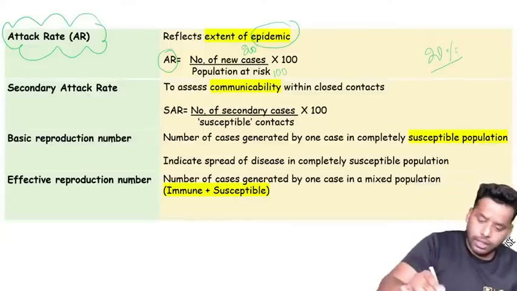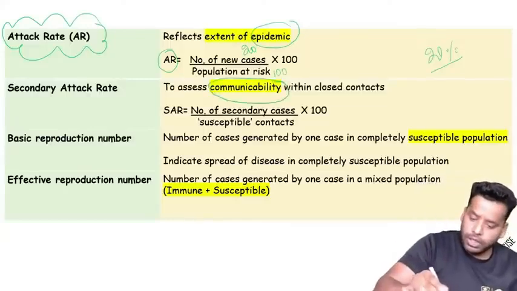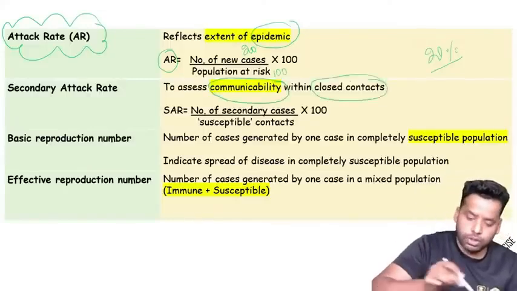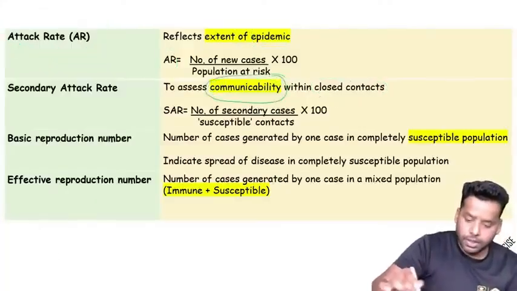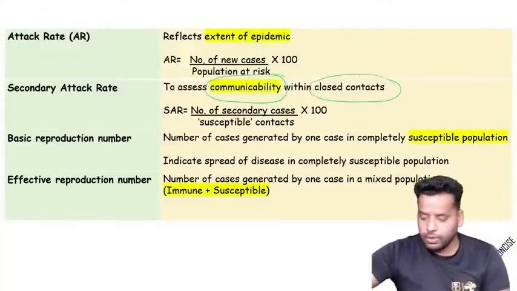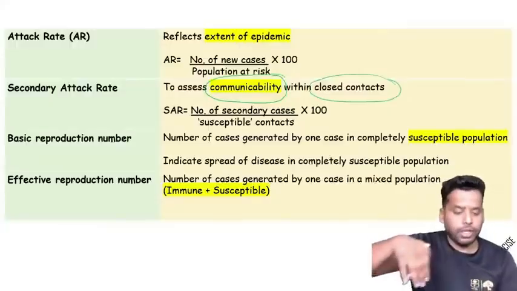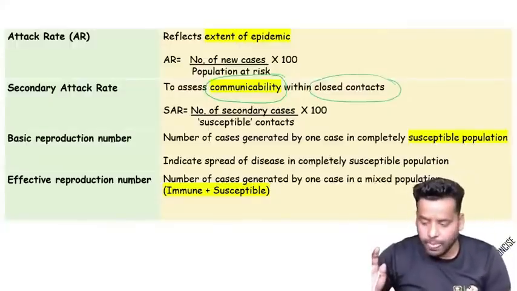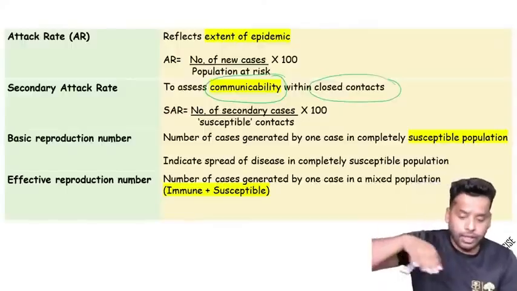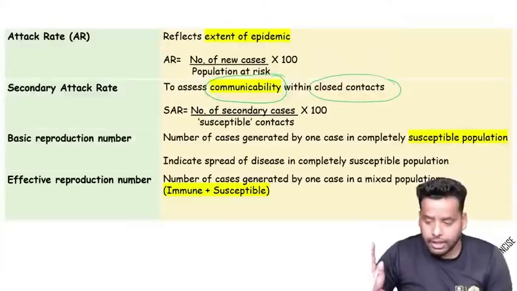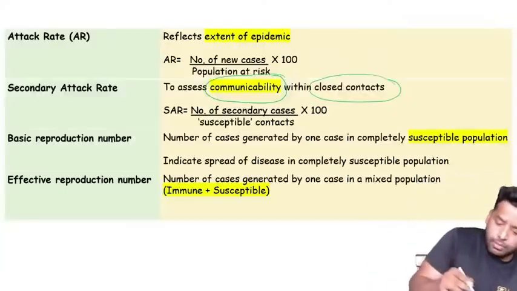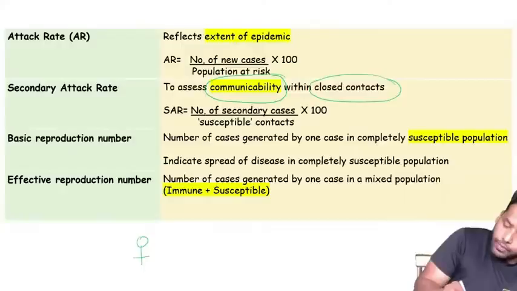What is the indicator to show communicability within the family, within close contacts? Next question. I want to assess communicability within close contacts, usually family members. What indicator is used? These are all very basic questions. Don't make mistakes in this. Secondary attack rate. Yes, good. For example, one primary case was there.